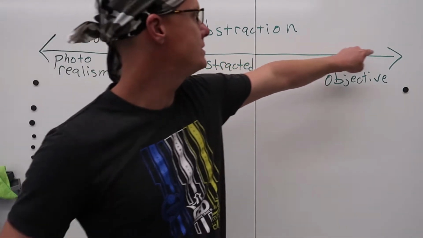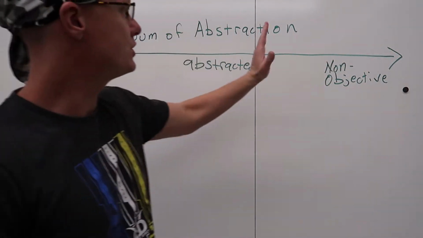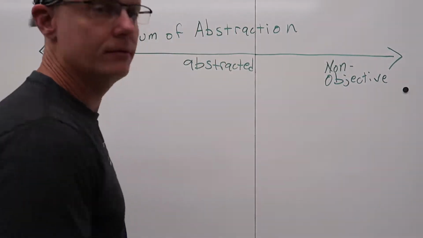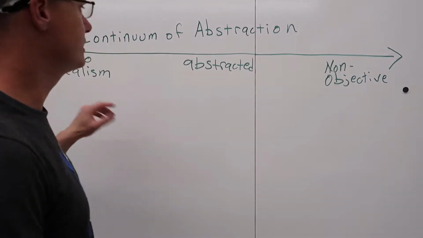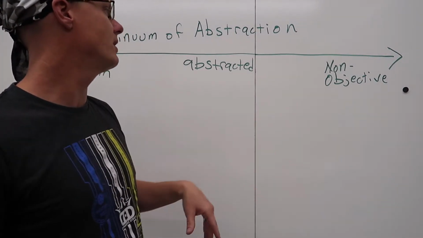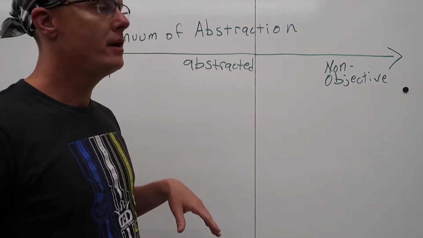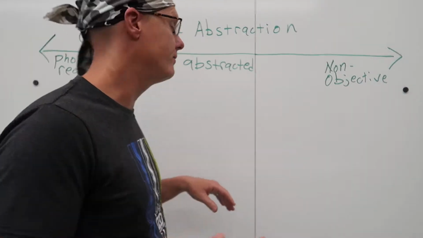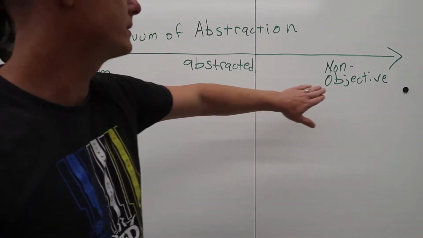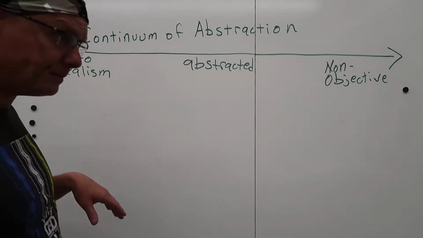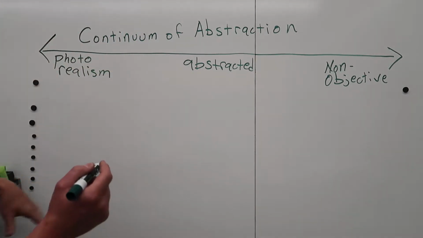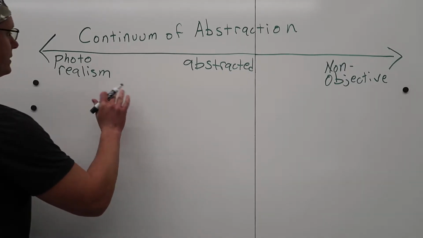Again, think about this as a continuum. There's no real stopping point. It's going to continue on in each direction, and there's sort of a sliding scale in here. It's very subjective. It's not objective so much, but there's some certain observational things that we can do to qualify a piece as being photorealistic, abstracted, or non-objective. So I'll start first with what we think of commonly as the most skilled types of artists.